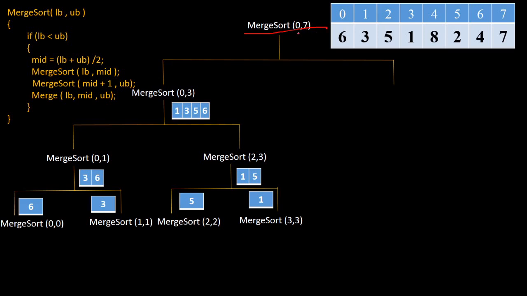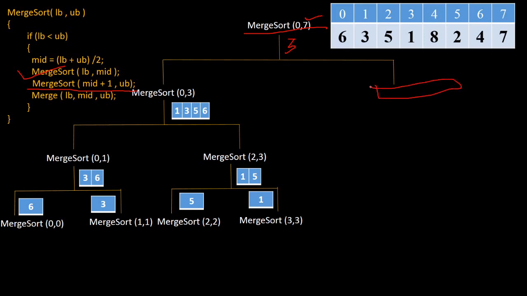By LB plus UB. LB plus UB is 0 plus 7 divided by 2. How much? It is 3. 3 is the mid value of this function. Okay, so you have completed this function. Now you are going to work with mid plus 1. So how much is mid plus 1? That is 3 plus 1, 4. And how much is UB? UB is 7. Right. So here it will be merge sort.